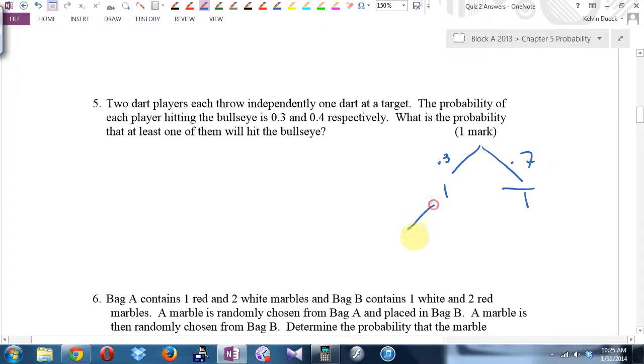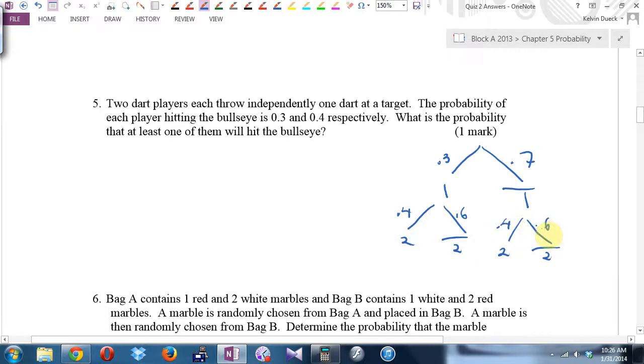Player two can hit or miss. I'm just going to use two and not two, as though they missed. What am I going to put on this, Brandon? Hit for player two is what, Brandon? What about a miss? 0.6, 0.4, 0.6. There's my tree.